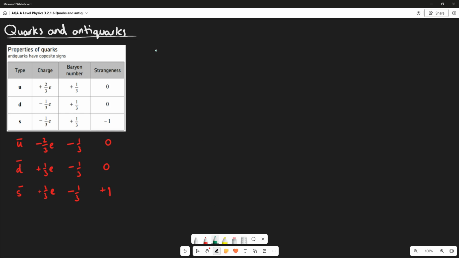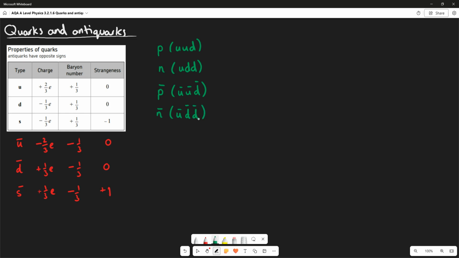So let's have a look at those. The proton is up, up, down. The neutron is up, down, down. You also need to know the antiparticles for these. So the antiproton is going to be anti-up, anti-up, anti-down, which is just the opposite of the particle. And the anti-neutron, again, is going to be the opposite of the neutron: anti-up, anti-down, anti-down.